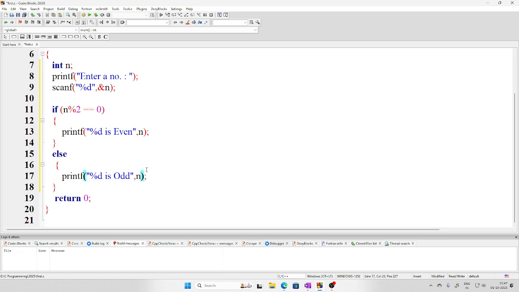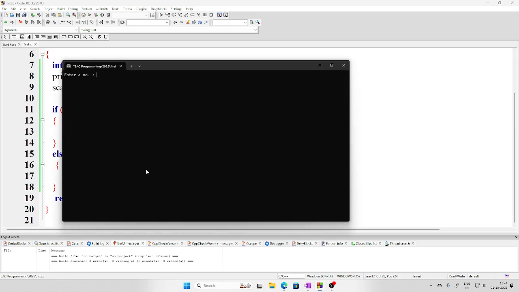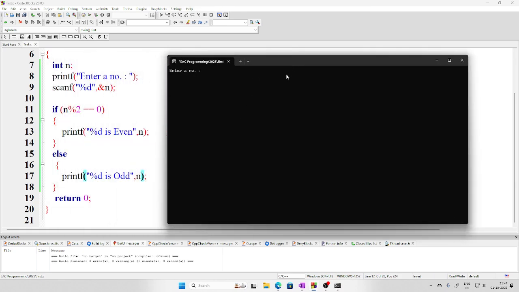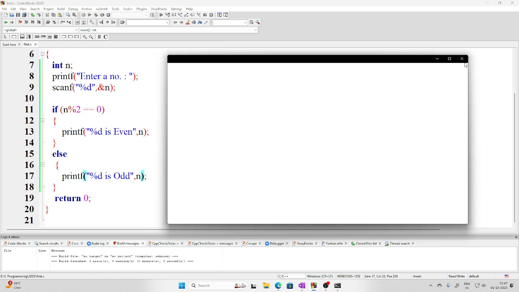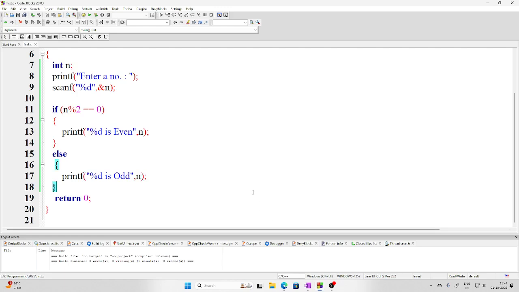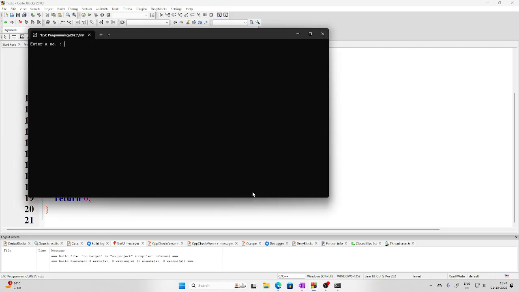So if I run this program now, it asks to enter a number. Let's say I enter 10. 10 is even, yes, it is divisible by 2. Let's run it again, and this time I enter 7. 7 is odd, so it should say that 7 is odd. And it has said that 7 is odd.